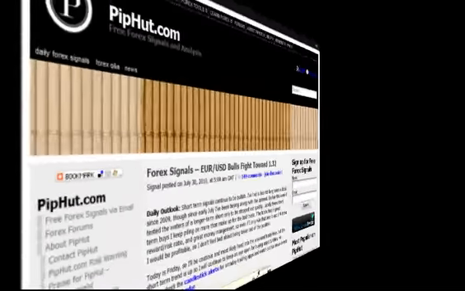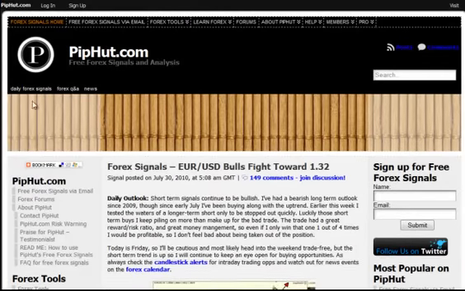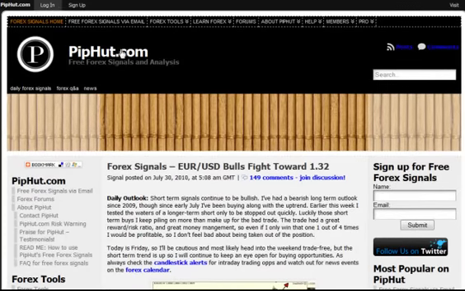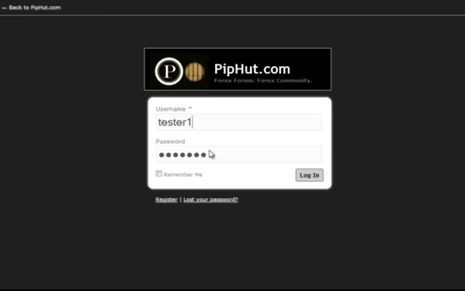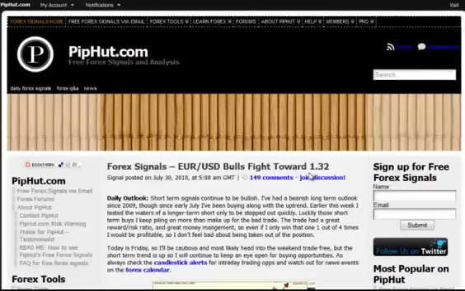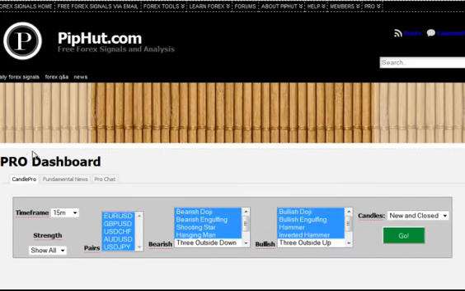So of course the first thing we want to do is log in to our piphut.com account. We can do this by clicking login in the upper left, entering in our credentials, selecting login. Then we want to go to the Candle Pro dashboard. We can do that by clicking Pro Dashboard from the Pro menu item here. And we're going to go ahead and select the daily time frame.